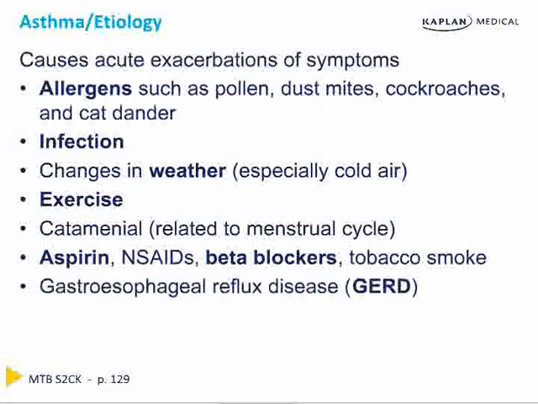GERD, or gastroesophageal reflux disease, is another cause of an acute exacerbation of asthma, and this is often better controlled in these patients when you start them on a proton pump inhibitor, and you can sometimes see their asthma symptoms improve as you treat their GERD.